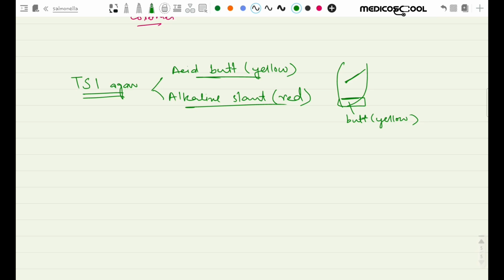And one important point regarding the Salmonella typhi is that there will be gas production in the TSI agar by all the species of the Salmonella. By all the species of the Salmonella, there will be gas production along with the H2S, except the Salmonella typhi, which produces only the H2S, and there will be no gas production. So it is the characteristic of Salmonella.